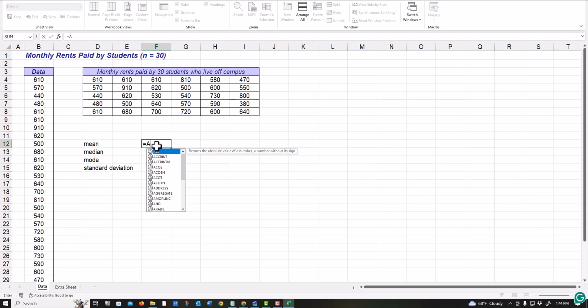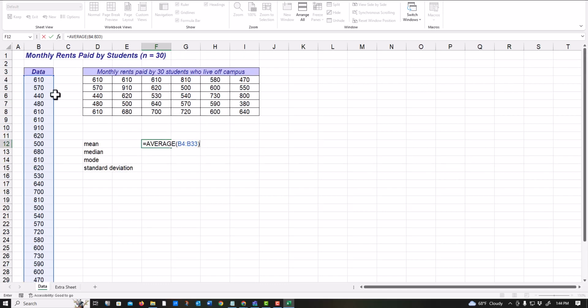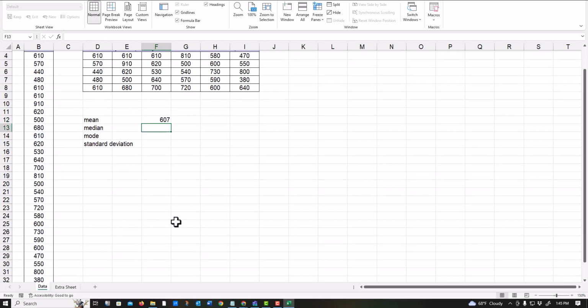So the mean, remember, is the average. You start with an equal sign. Type the formula, average, open parentheses, and then click and drag to highlight and close the parentheses. So this is just simply saying find the average of the values that are in B4 through B33. And I hit enter and I get 607.